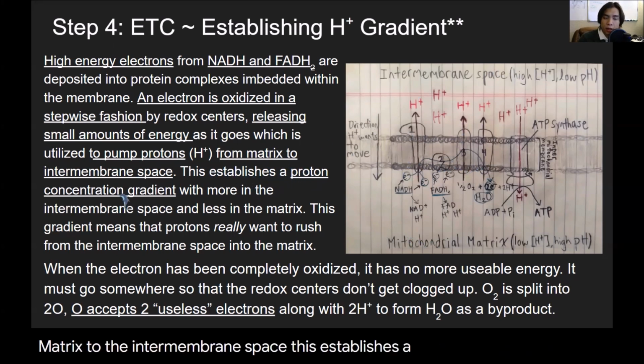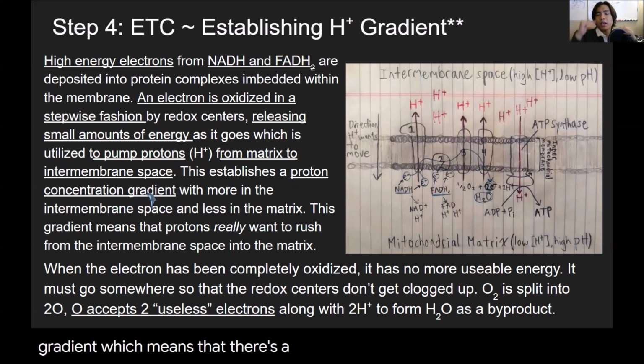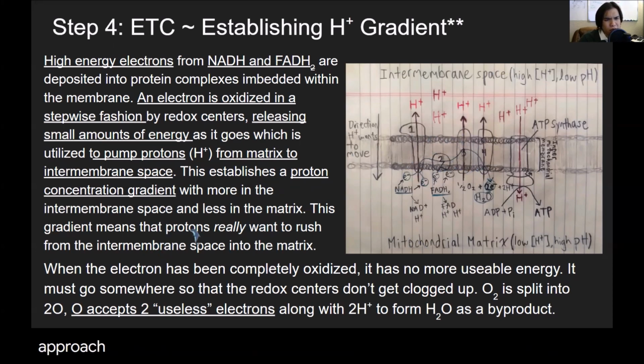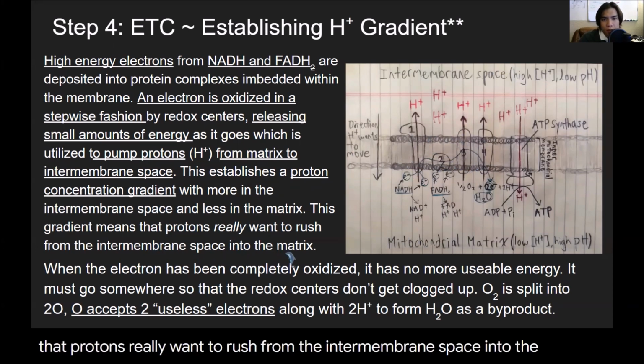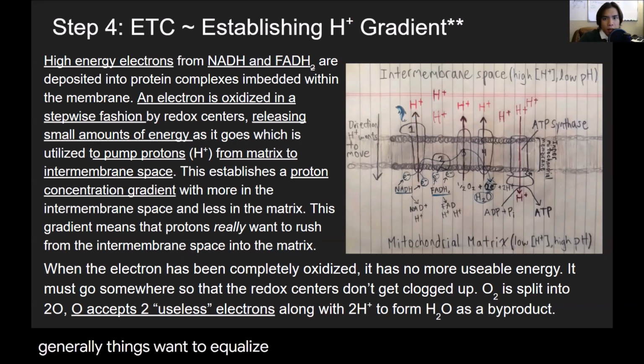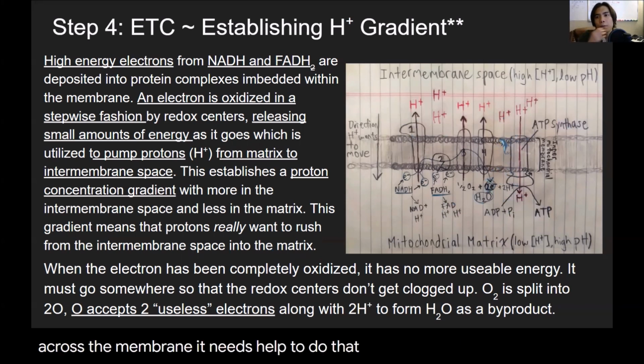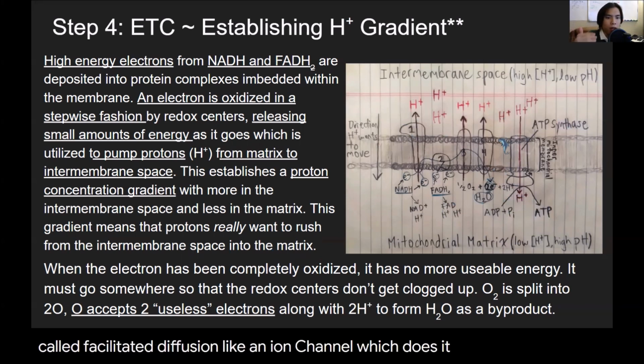This establishes a proton concentration gradient, which means that there's an inequality across the membrane, with more H+ in the intermembrane space and less in the matrix. This gradient means that protons really want to rush from the intermembrane space into the matrix. Generally, things want to equalize, and we have a bunch of protons over here and not that many over here. And if you remember anything about membranes, you'll know that H+ is an ion, and ions have basically no permeability across the membrane. It needs help to do that. We learned about something called facilitated diffusion, like an ion channel, which does that.